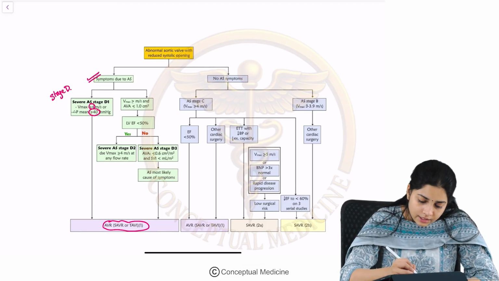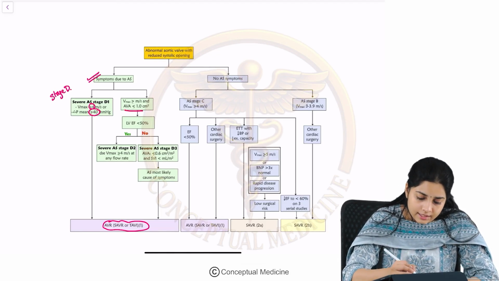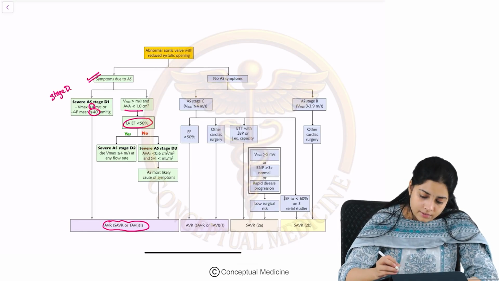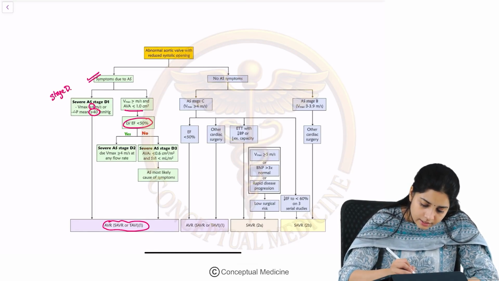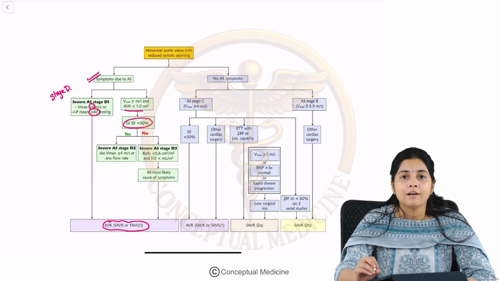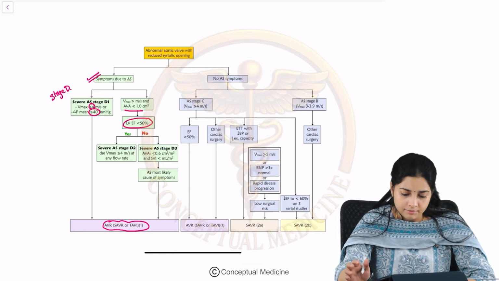Then, if the aortic valve area is less than 1 centimeter square, that is a severe AS with the Vmax more than 5, and if the EF is also reduced, if the EF is less than 50%, then you definitely have to do a surgical or a transcatheter aortic valve replacement.